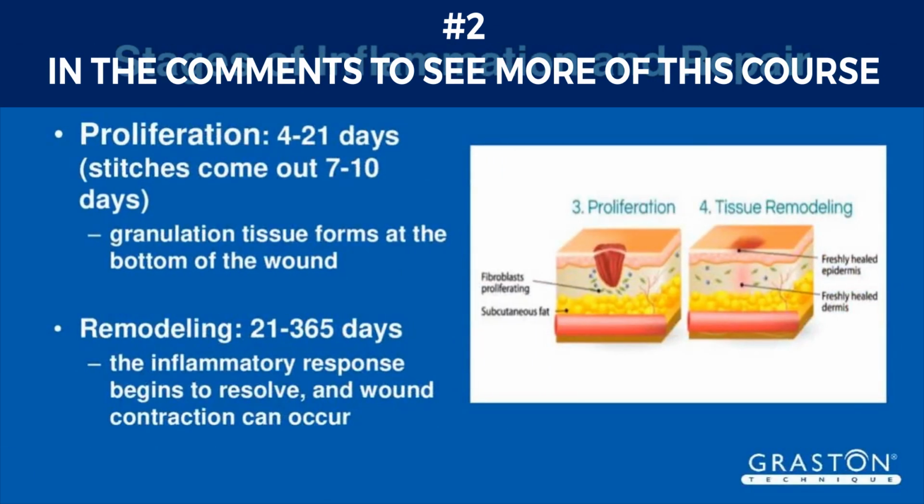as we move to the next stage, this is happening around day 4 to 21. I think this is really important to note. At Graston Technique, we talk about scar mobilization not being done until the stitches have come out and the wound is completely closed. Okay, stitches are typically coming out somewhere between 7 and 10 days, and we are right in the middle of this, or at the mid-beginning of this third phase.